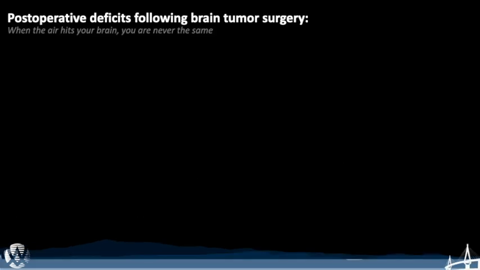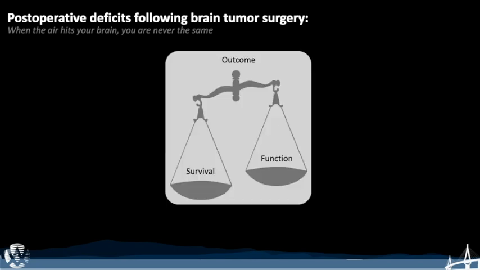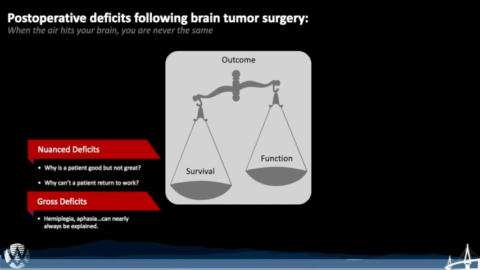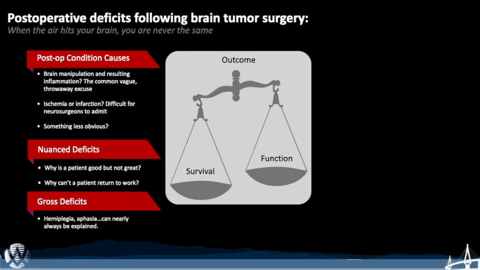So when it comes to postoperative deficits following brain tumor surgery, I think we've been programmed through our training to really only consider some of the obvious gross deficits and explain those through some fairly obvious mechanisms such as ischemia and stroke. That's what I have here on the bottom left. We have these gross deficits that occur after surgery: hemiplegia, aphasia, hemianopsia. Typically those can be explained fairly easily, even if it may be hard for us to admit that we made some type of error and caused some type of damage.